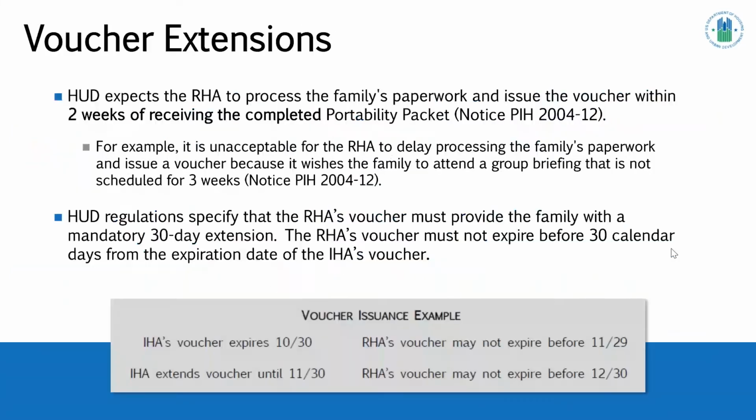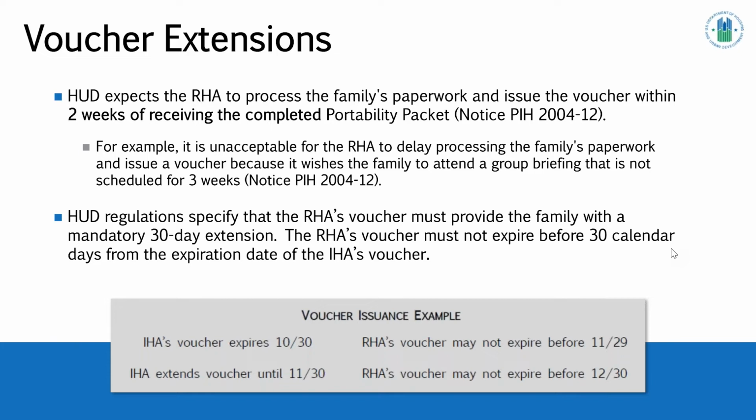So let's talk about voucher extensions. HUD expects that the family's paperwork is processed timely, and timely meaning within 2 weeks of receiving the completed portability packet. Per HUD regulations, the receiving housing authority's voucher must provide the family with a mandatory 30-day extension. The receiving housing authority's voucher must not expire before 30 calendar days from the expiration date of the initial housing authority's voucher. So for a better understanding, let's look at the example below.